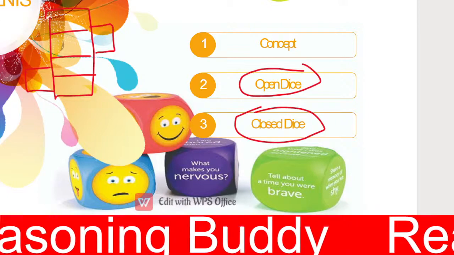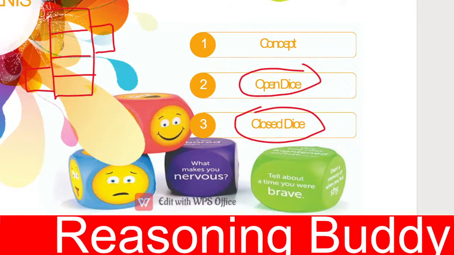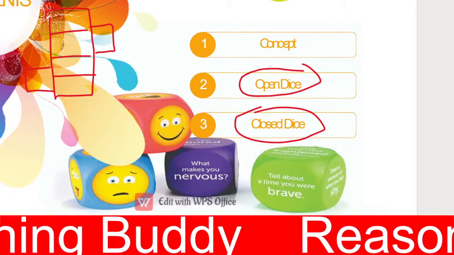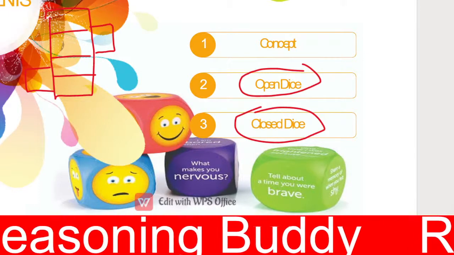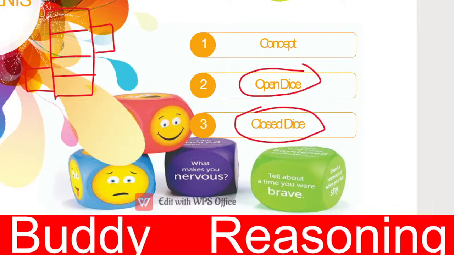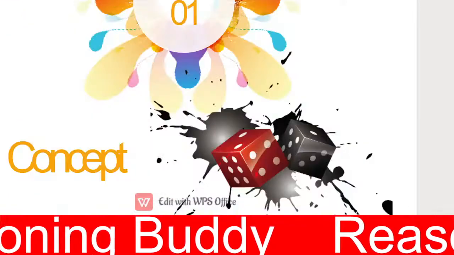And now closed dice. The only main thing in closed dice is that you have to find the opposite side. So find the opposite side. Let's go for sums, so you can understand.